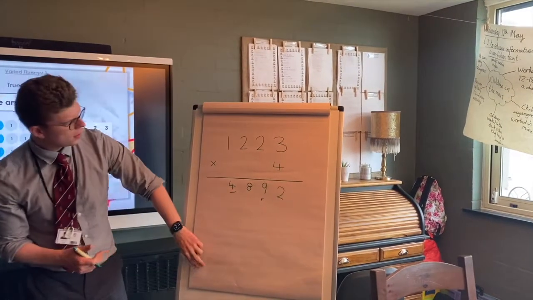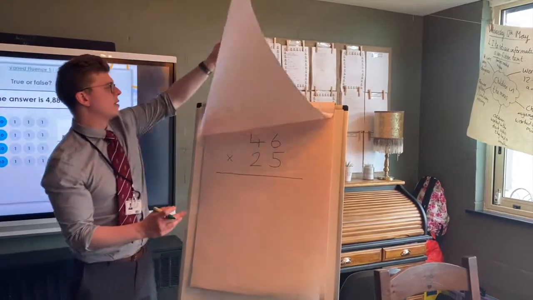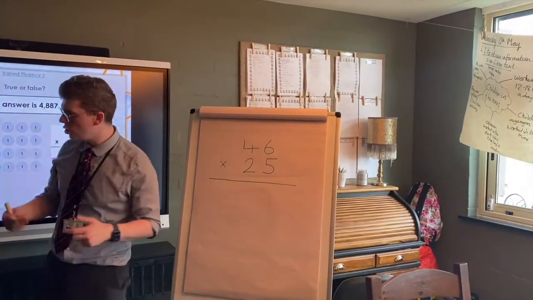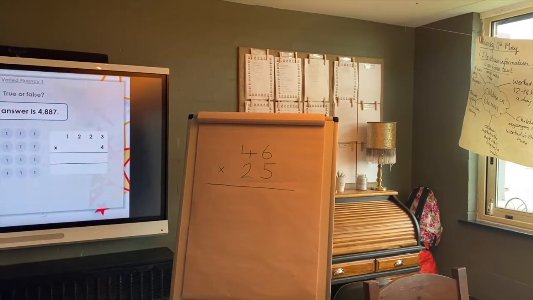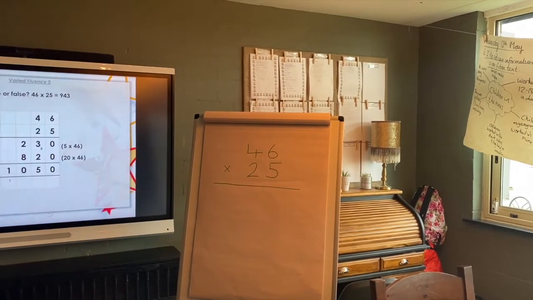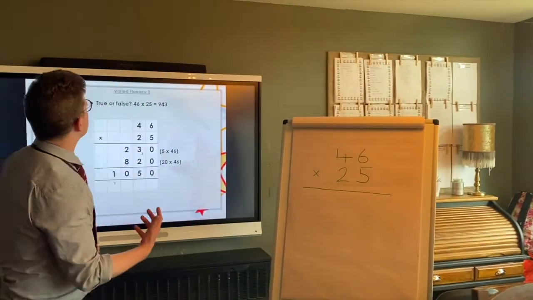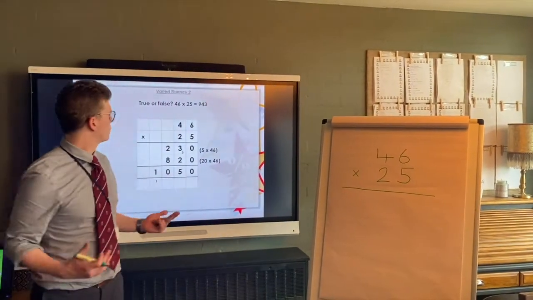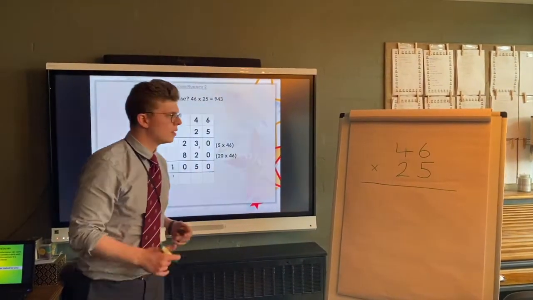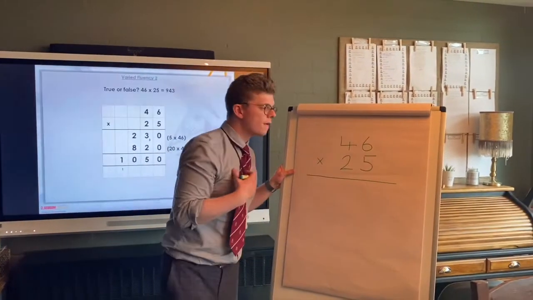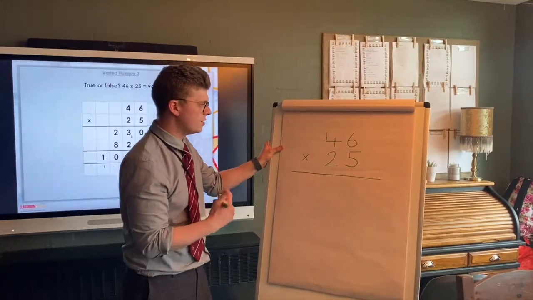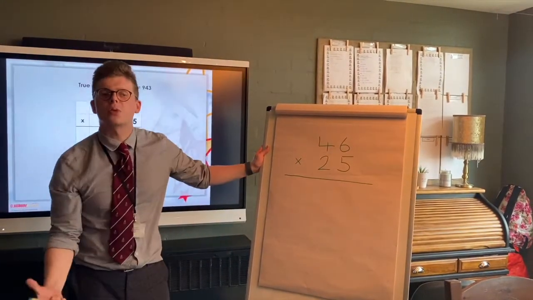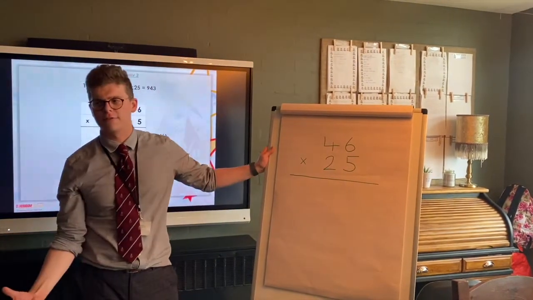4,892. Next kind of question we're going to look at, and these are quite fiddly, is multiplying 2 digits by 2 digits. So, true or false, 46 multiplied by 25 equals 943. Okay, so, if we have a look here, how we answer these is first, we partition our second number. So we're going to partition 25 into 20 and 5.